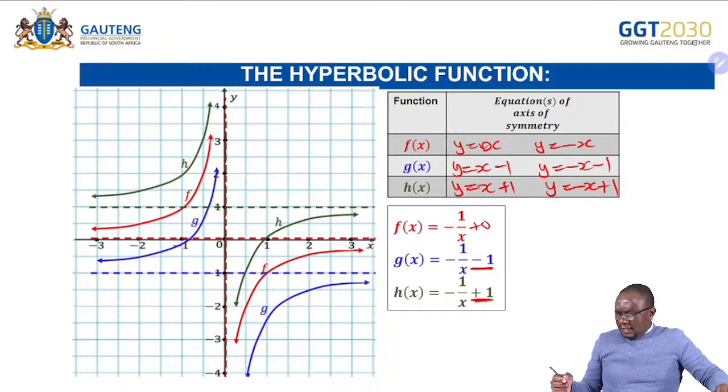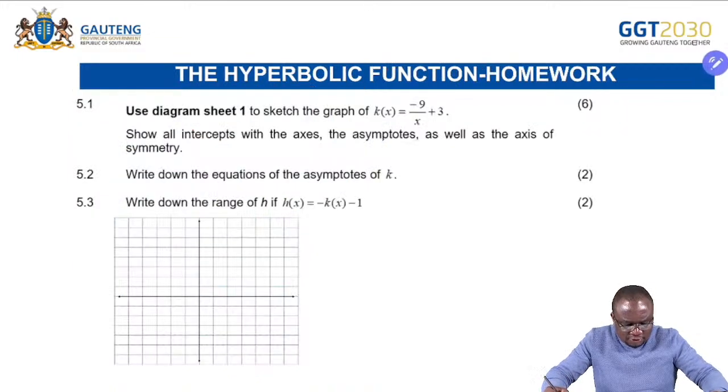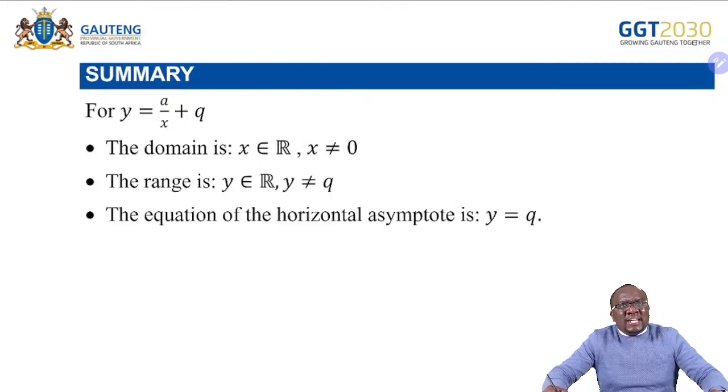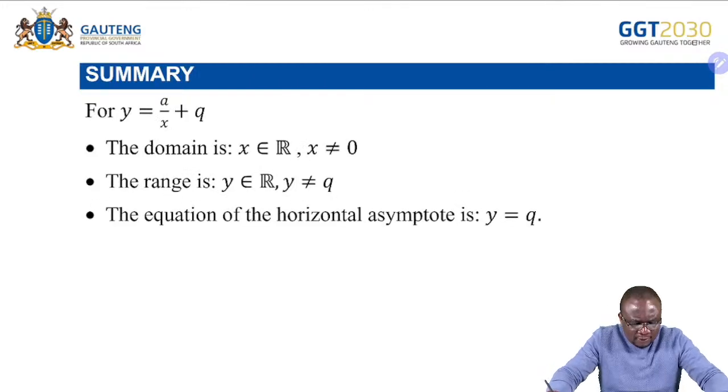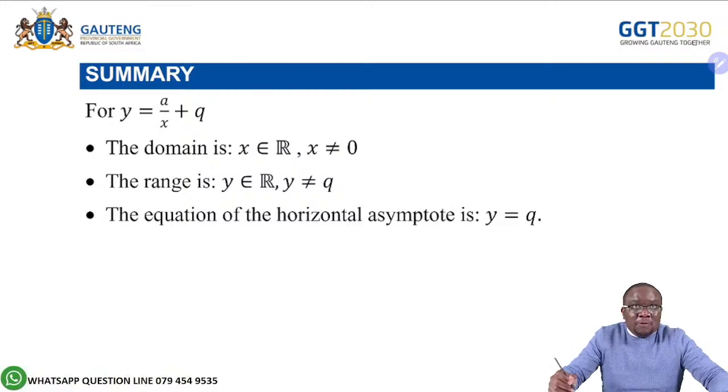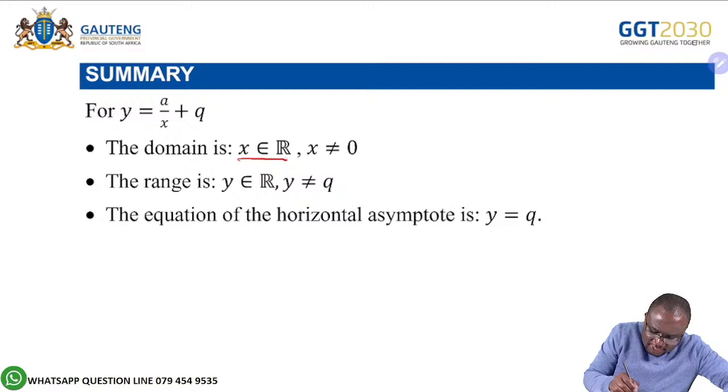Okay, right. Now let's move on to the last part. This was supposed to be homework, but let's just summarize our lesson, then we'll be done after that. What did we learn? For y equals a over x plus q, we say the domain: x is an element of real numbers, but x is not equal to 0.